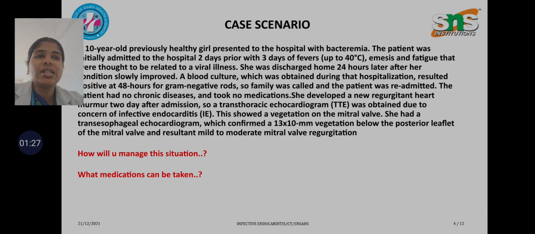A blood culture obtained during the hospitalization was positive at 48 hours for gram-negative rods. So the family was called and the patient was readmitted. The patient had no chronic disease and took no medications. She developed a new regurgitant heart murmur 2 days after admission. A transthoracic echocardiogram was obtained due to concern for infective endocarditis, and this showed vegetation on the mitral valve. A transesophageal echocardiogram confirmed a 13 by 10 mm vegetation below the posterior mitral valve leaflet, resulting in mild to moderate mitral valve regurgitation.